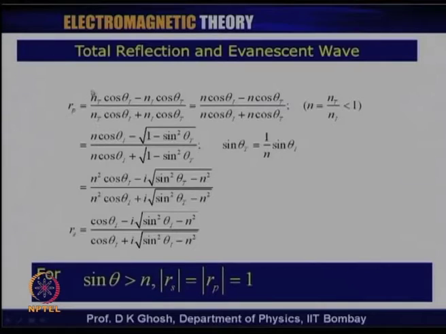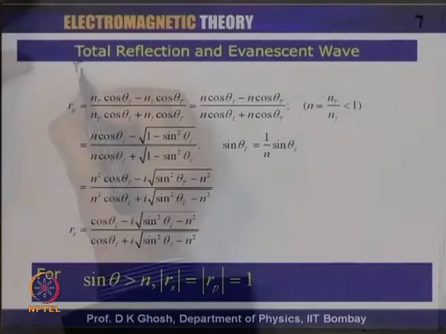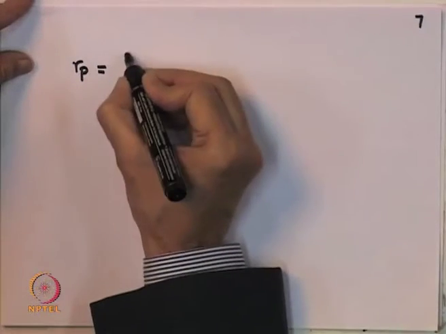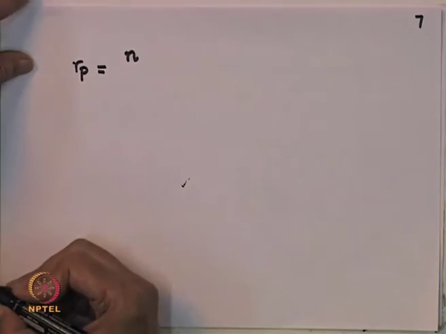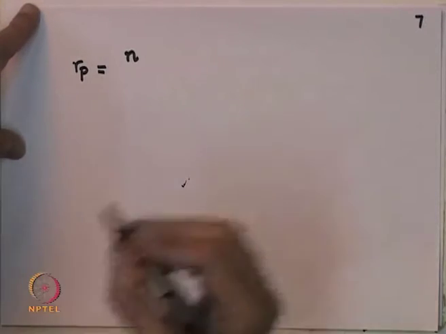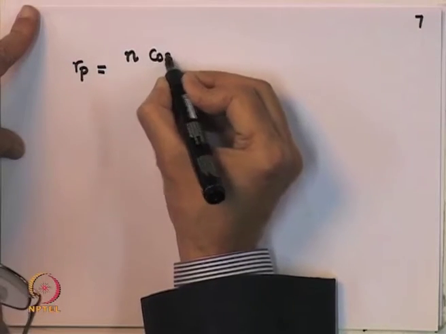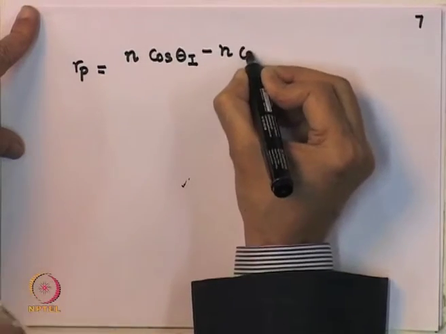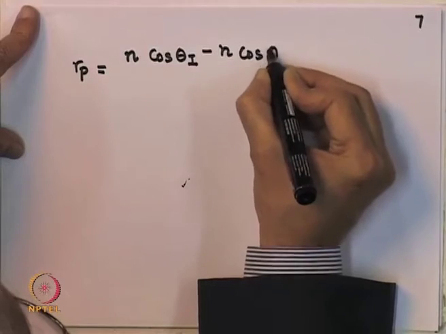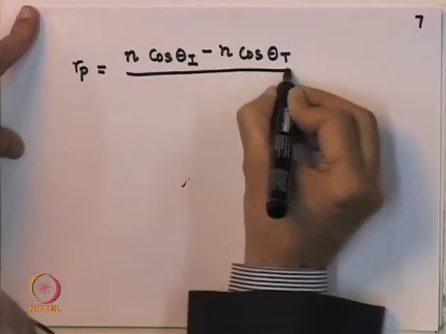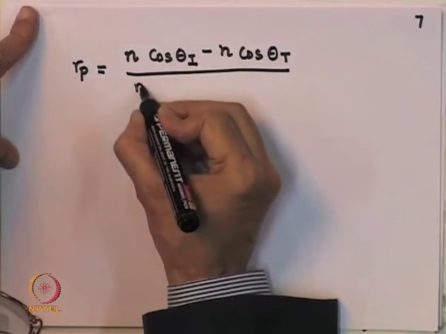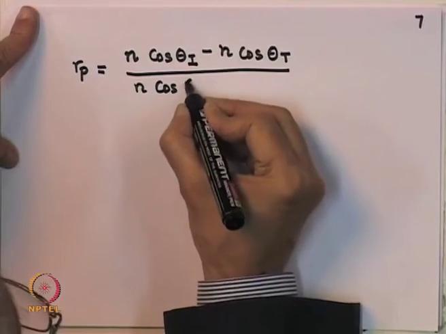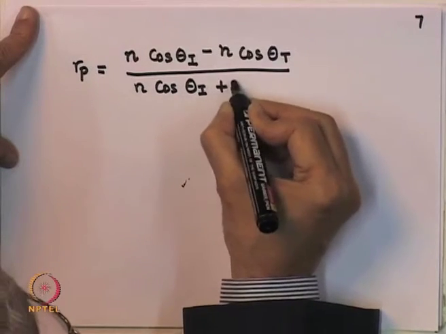Now, I had shown that the p polarization is written by such an expression. Let me write it down. R p is equal to n cos theta I minus n cos theta t divided by n cos theta I plus n cos theta t. Here n is the refractive index of medium 2 with respect to medium 1.